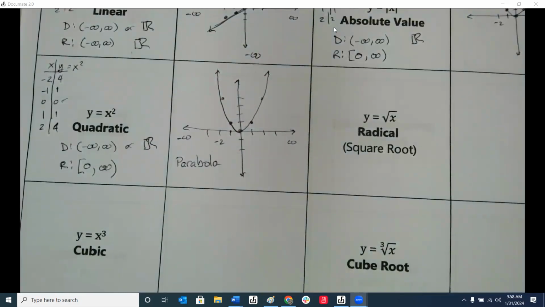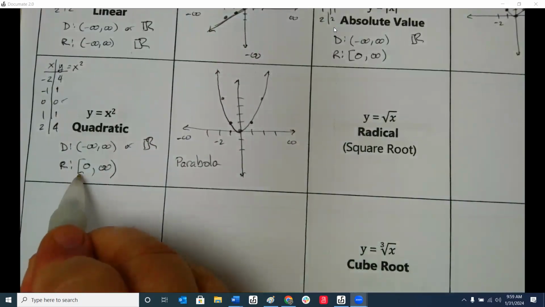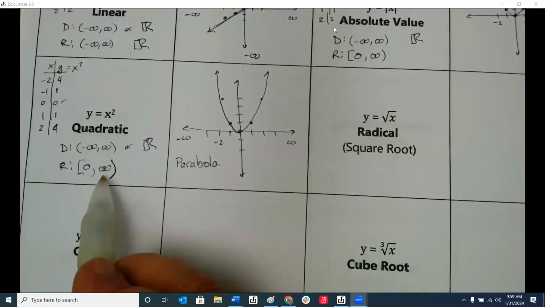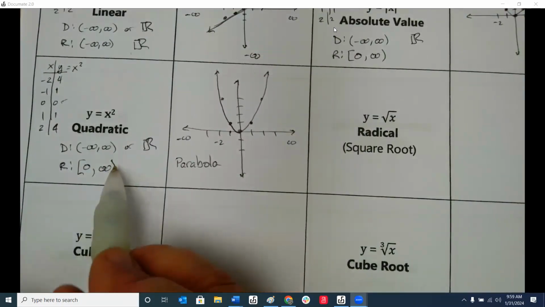From an earlier life, do you remember the difference between parentheses and brackets? What they mean? A bracket means I can go to that, I can use that number. Parenthesis means I cannot get to it. I cannot use it. I can get infinitely close to it, but I can't use it. Because can you ever get to infinity? No, that's why it's a parenthesis.